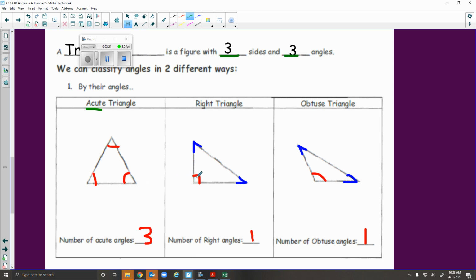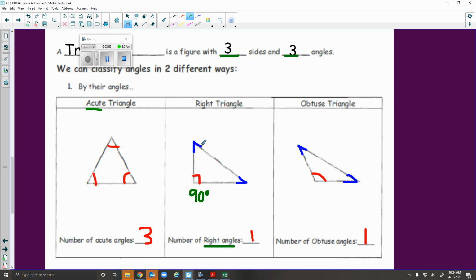A right triangle has one right angle, meaning one angle is exactly 90 degrees. It's usually marked with this little square that's in the corner, and that means exactly 90 degrees. Okay, if it is not there, you should not ever assume that the angle is 90 degrees. You should always double check if that picture is not there in the corner. Take a note, there is one right angle inside of that. The other two are acute angles.